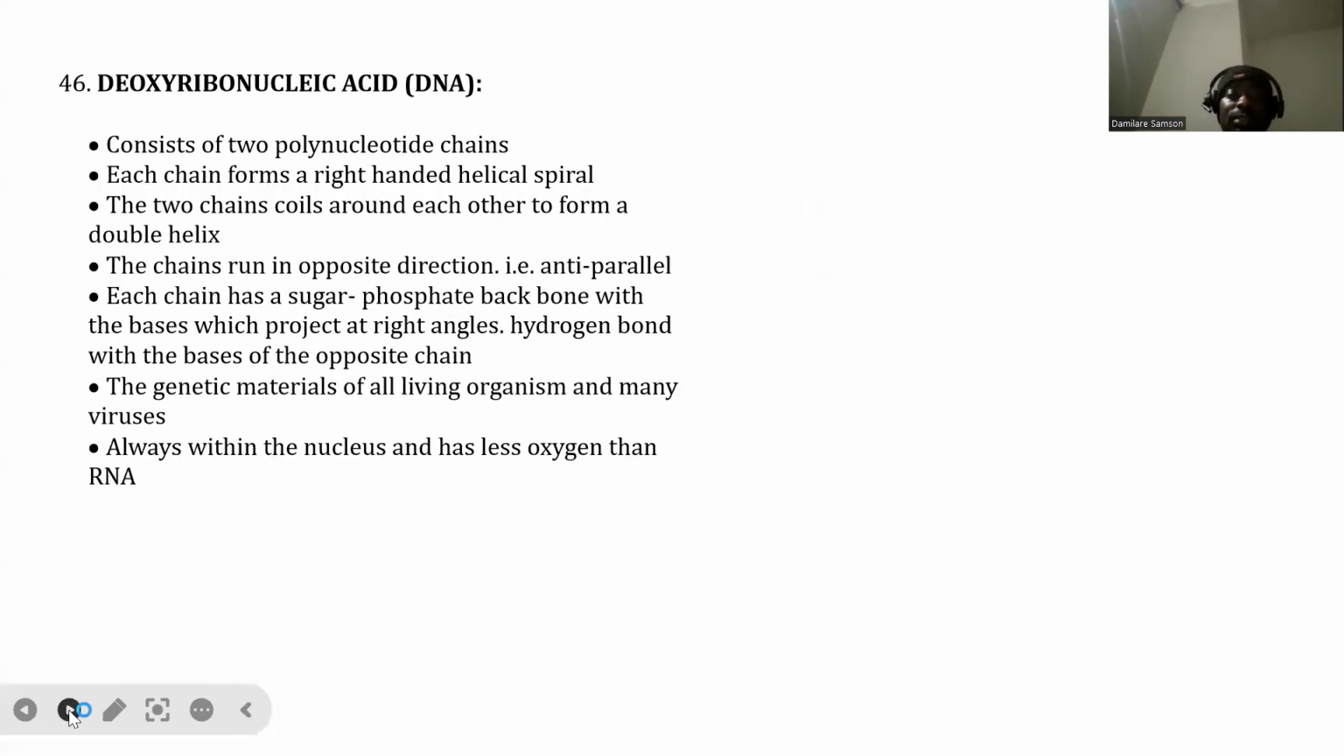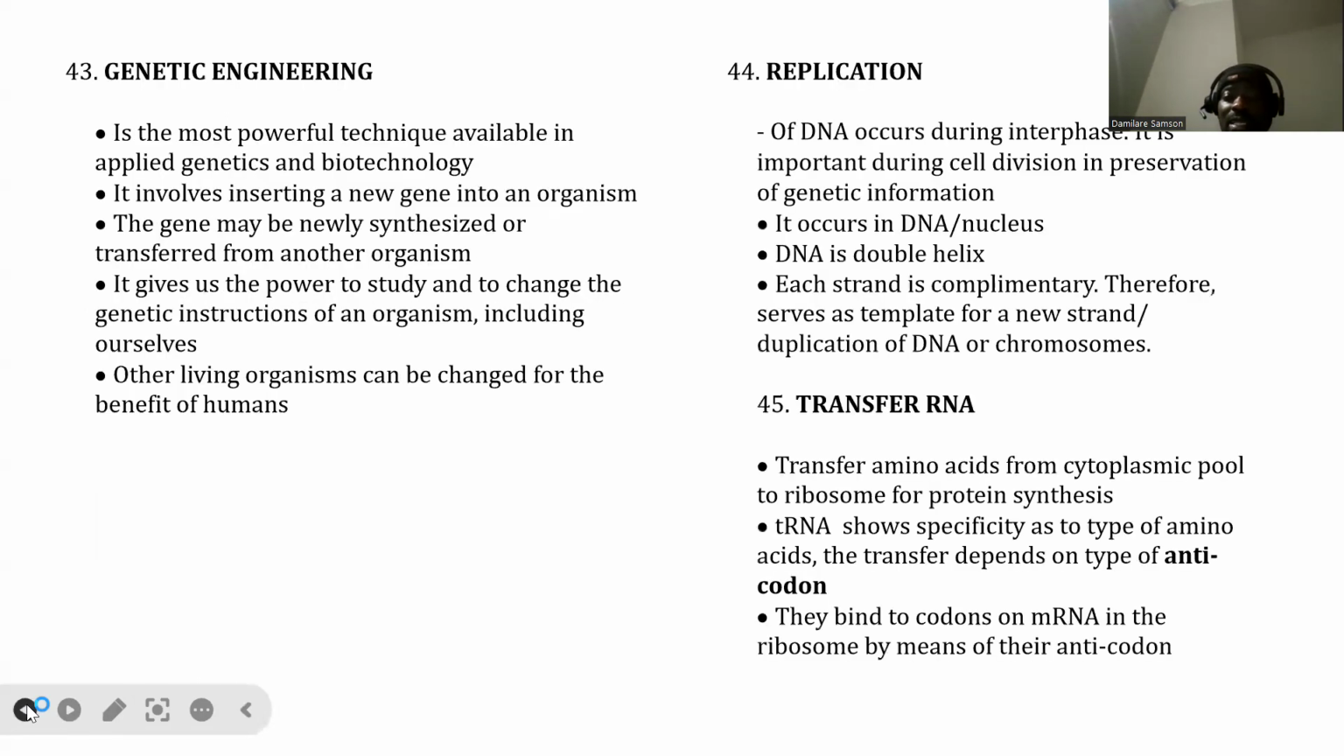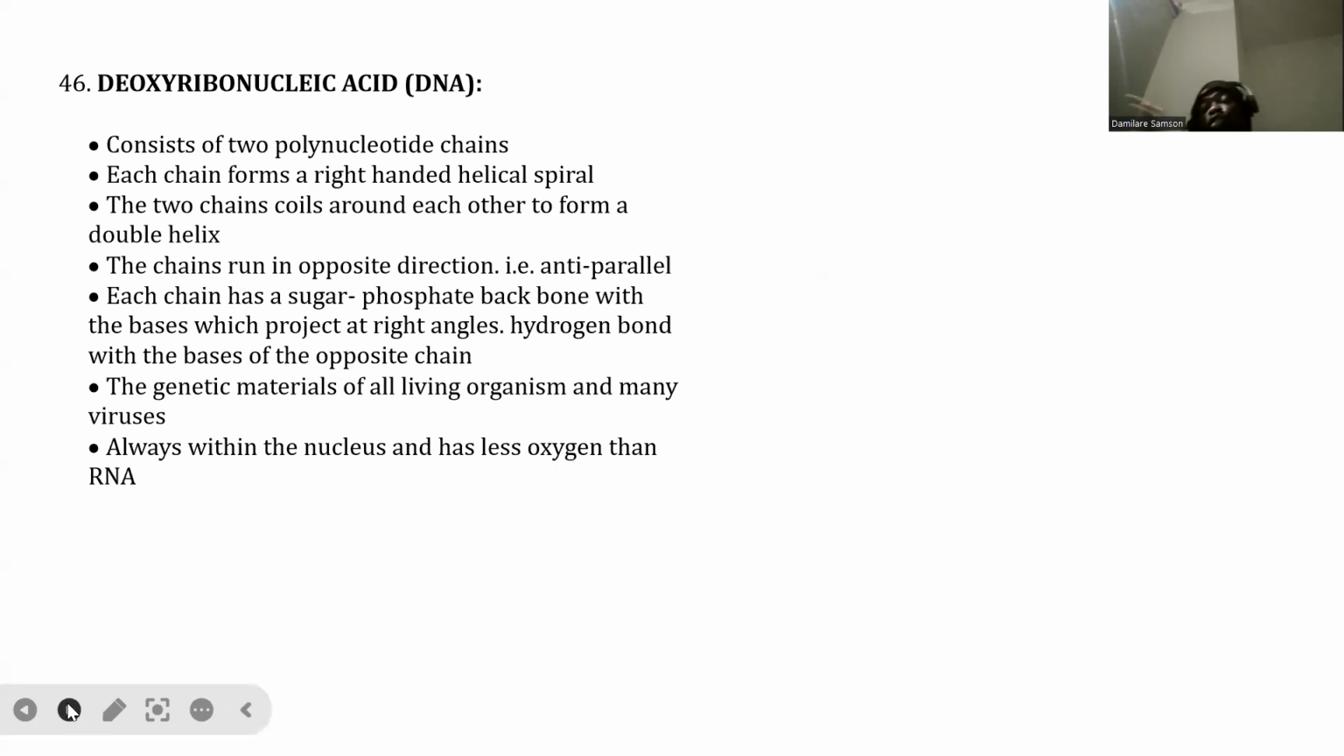So that's 45. And the last one, which is 46, is the DNA, deoxyribonucleic acid. Deoxyribonucleic acid, DNA. So we didn't really talk much about RNA here. We just talked about transfer RNA. But like I said, under protein, we'll talk about both DNA and RNA, so you'll be able to understand them better.